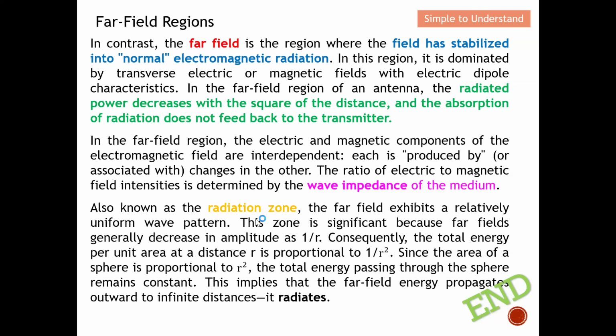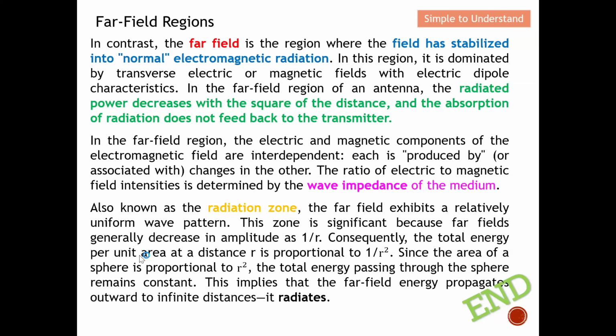This is also known as the radiation zone. So you know that under far field, the energy is radiated further and further away. The far field exhibits a relatively uniform wave pattern. Far field generally decreases in amplitude as 1 over R. This is not for the dominant one. Remember, I told you that for E and H, there will be a dominant field. So the one that is not dominant will be reducing at the rate of 1 over R.